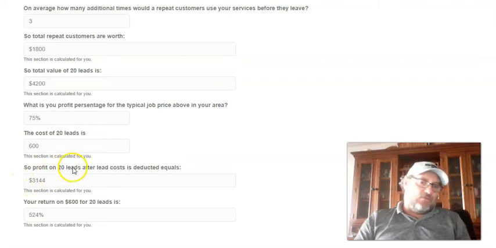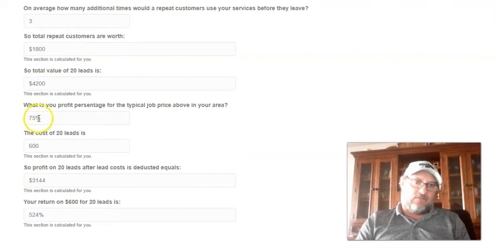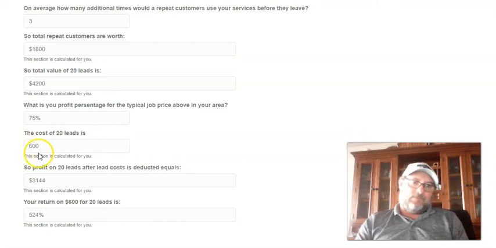So the profit on 20 leads, so you're earning this much, when you've got a 75% profit margin is $3,144. So your return on $600 for 20 leads is 524%. In other words, you're earning 5.24 times what the leads cost you.